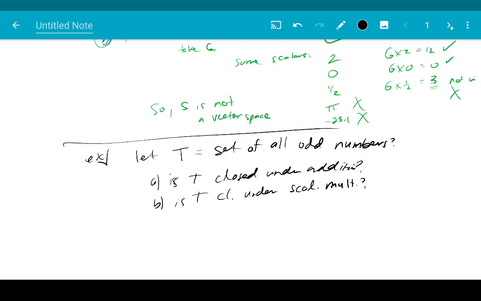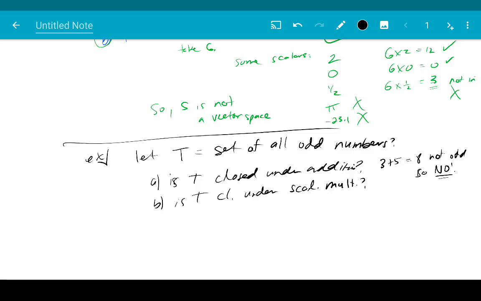I think it's pretty clear, right? If I take 3 plus 5, right? 3 plus 5 equals 8, which is not odd. So the first thing we tried failed. I think they'll all fail, actually. So no, it only needs to fail once for it to be no, and I think they all actually fail. So this is not closed under addition. And so of course it's not a vector space.